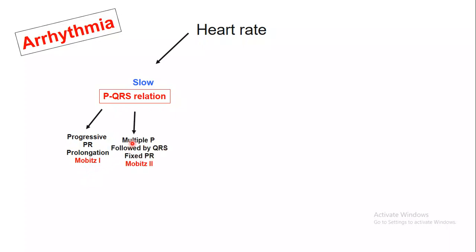If we have multiple P waves followed by a QRS complex, that means there are P waves that are not conducted, with fixed PR interval. This is called second degree heart block Mobitz type 2. If we have complete loss of the P-QRS relationship in a patient with bradycardia, this is called complete AV block or third degree heart block.